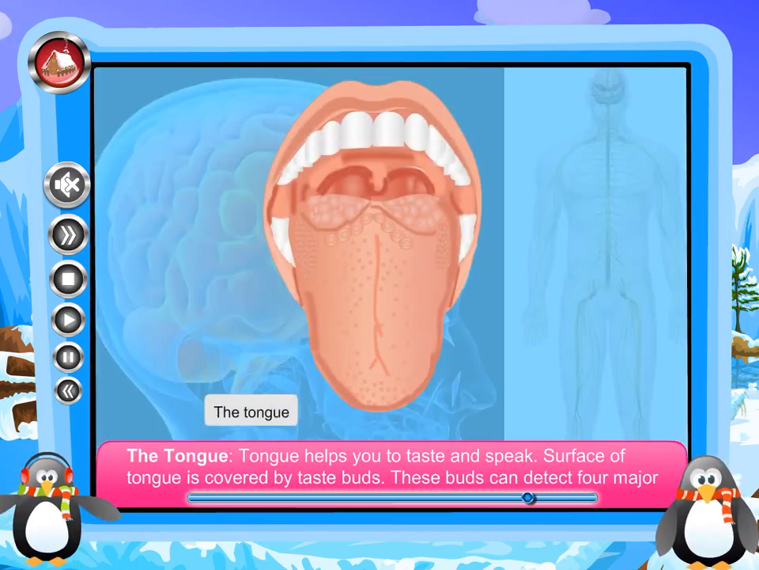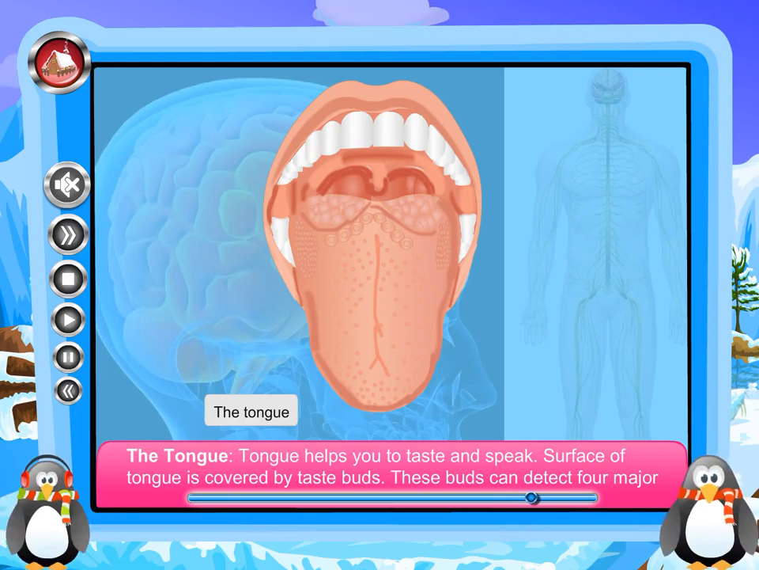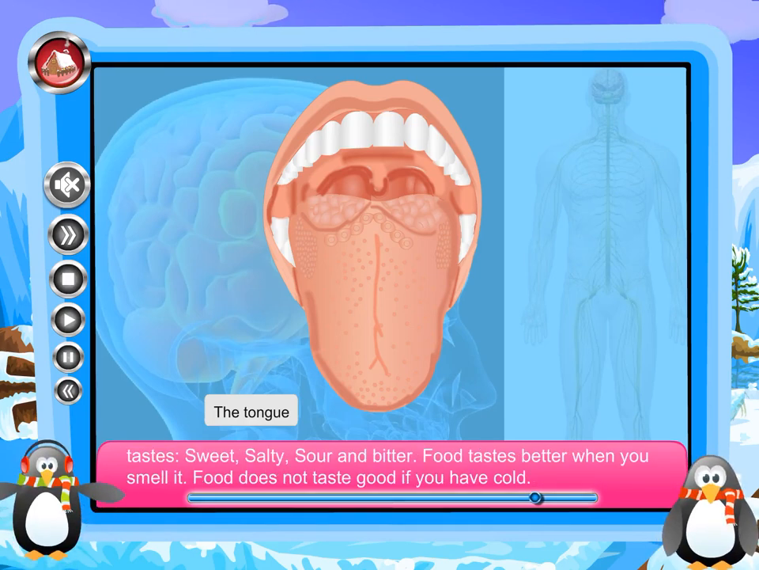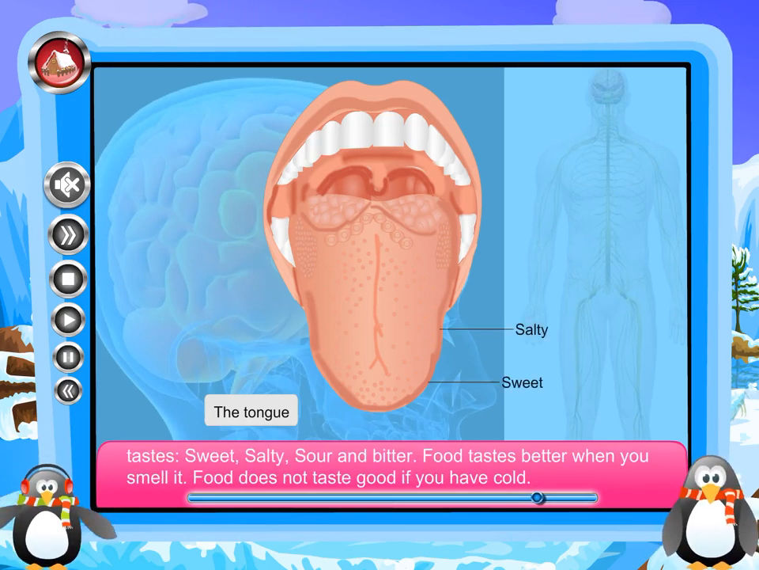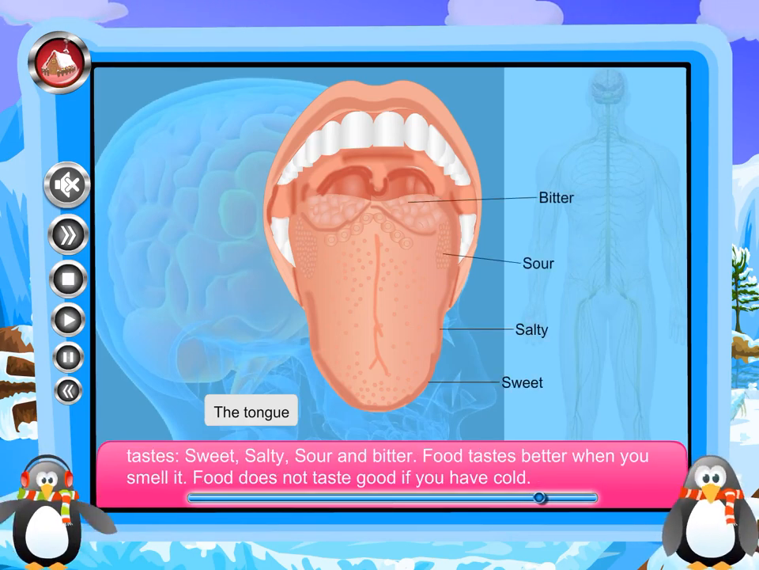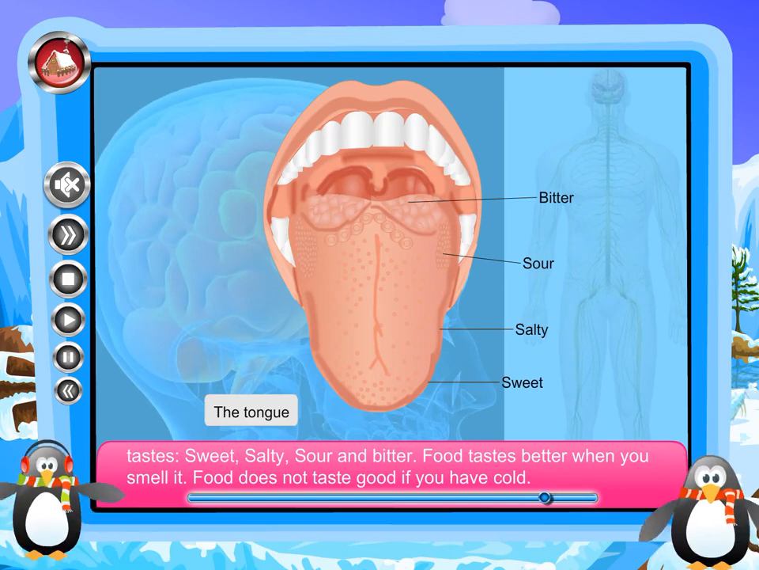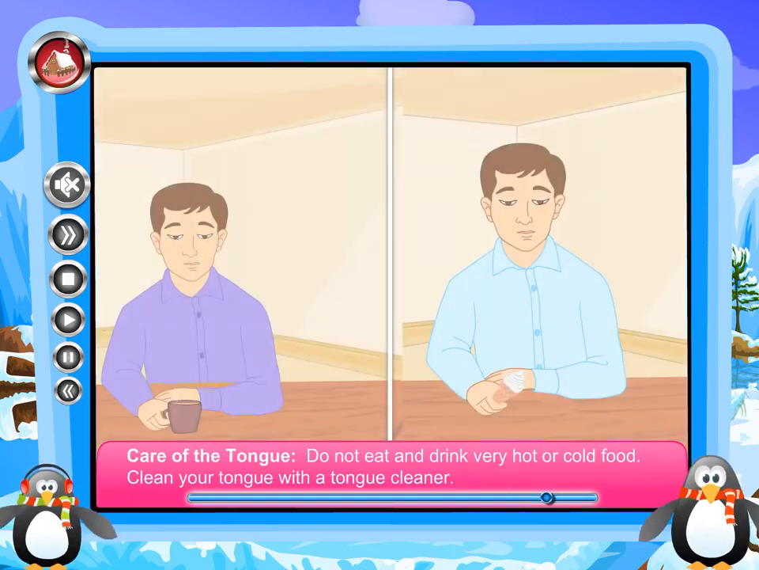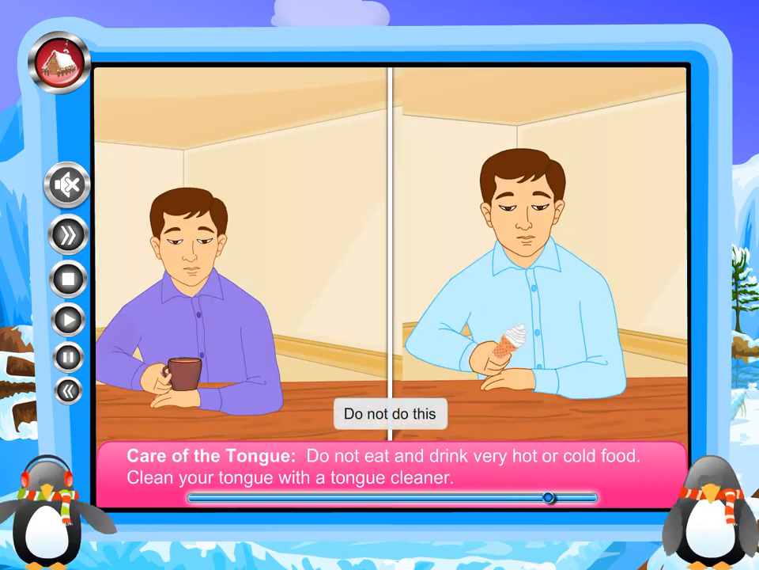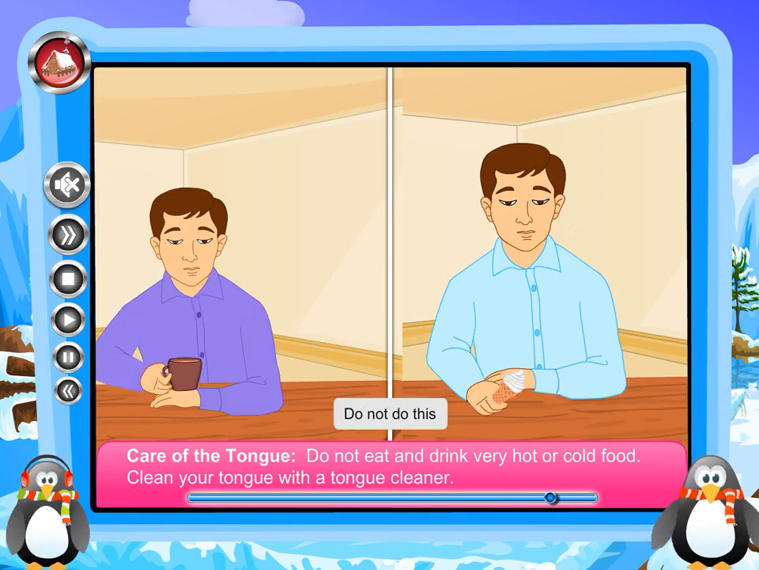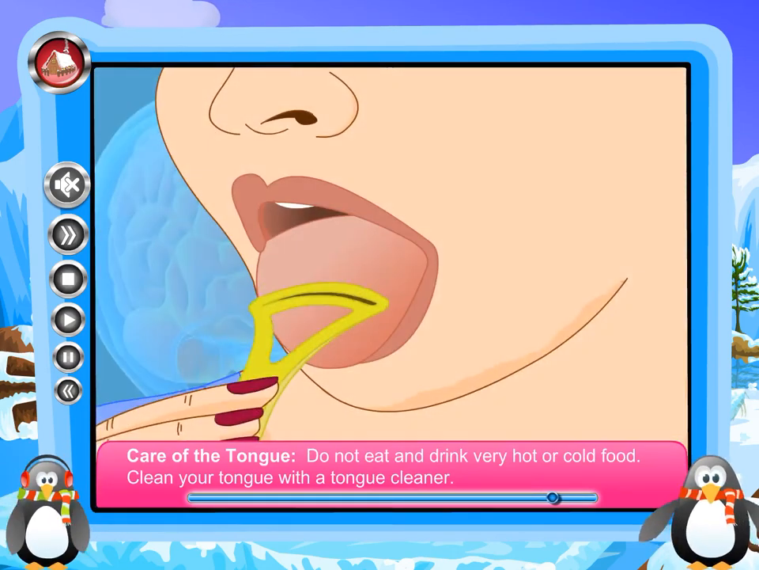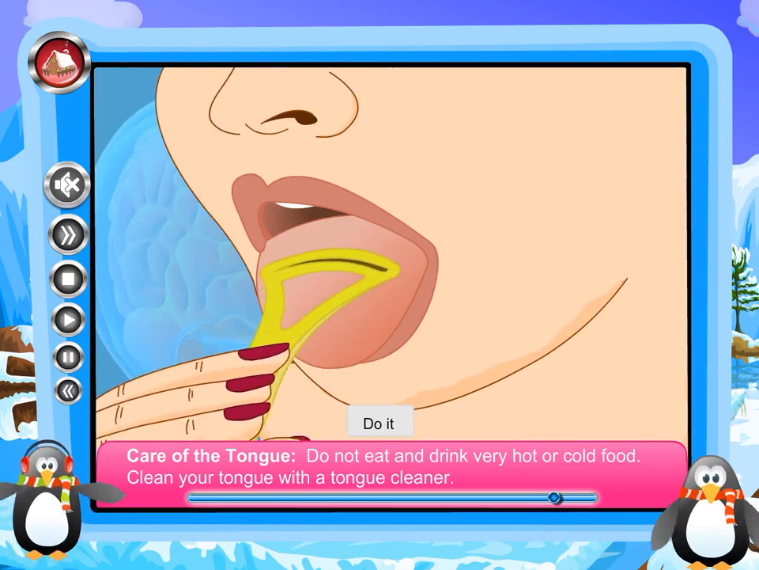The tongue. The tongue helps you to taste and speak. The surface of the tongue is covered by taste buds. These buds can detect 4 major tastes: sweet, salty, sour, and bitter. Food tastes better when you smell it. Food does not taste good if you have a cold. Care of the tongue. Do not eat and drink very hot or cold food. Clean your tongue with a tongue cleaner.